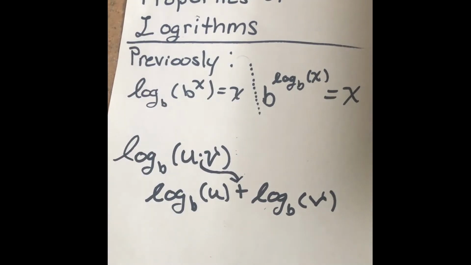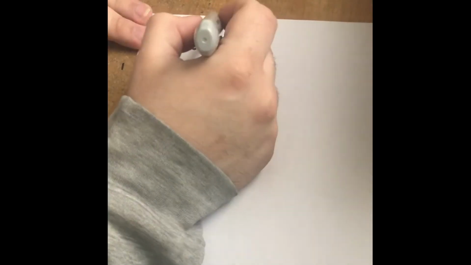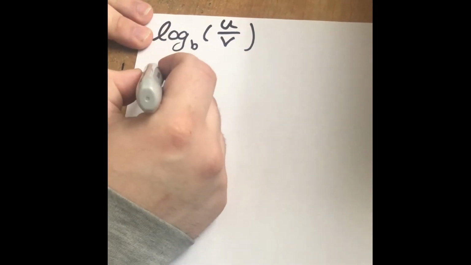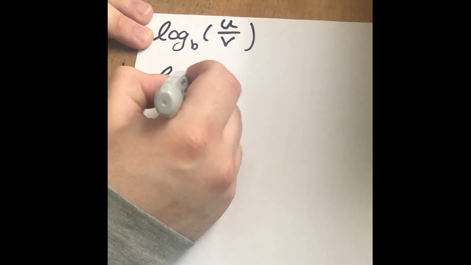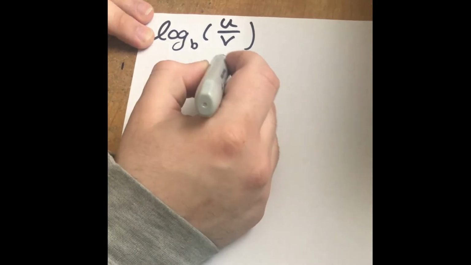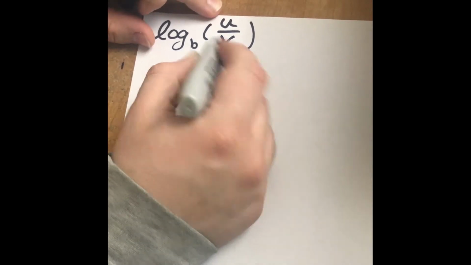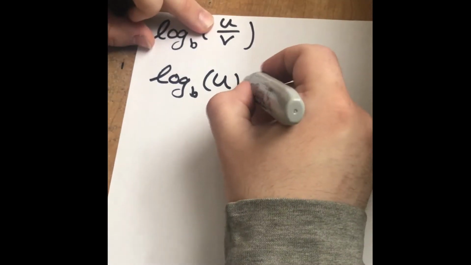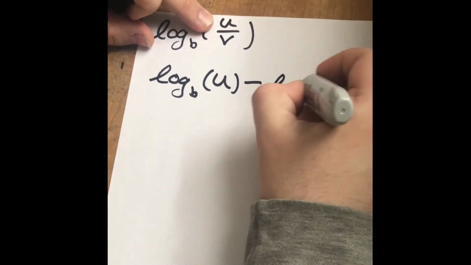The second property is if you have a logarithm where the two terms inside are being divided by each other, right? Those come out in a similar way where the top one is what your first term is, and then instead of adding, because you're dividing, you subtract the bottom one.